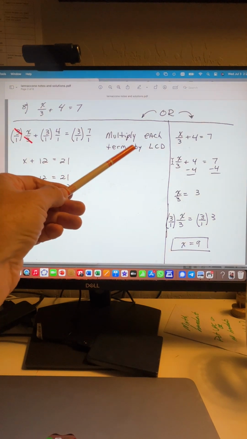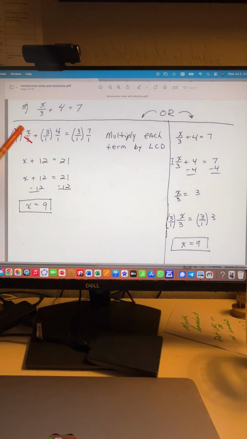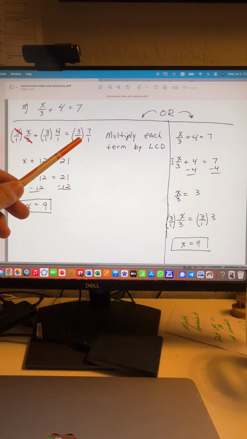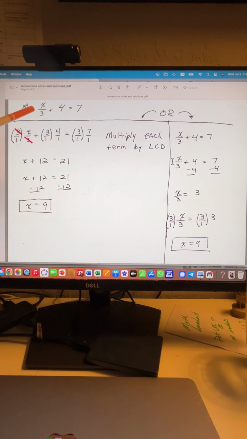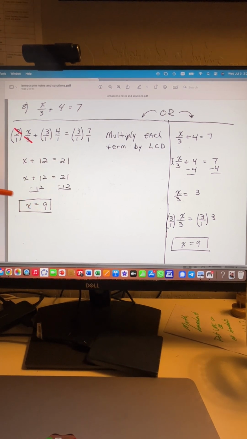But look what happens when you multiply every single term by 3. Because 3's in the bottom here. 3 over 3 cancels, and then 4 times 3 is 12, and 3 times 7. Look what it does. It gets rid of the fractions. Fraction, no fraction. And from here, you subtract 12, and you get 9. So this method becomes way more powerful the more fractions you have. It just cleans the problem up. But it's a new step. I get it.